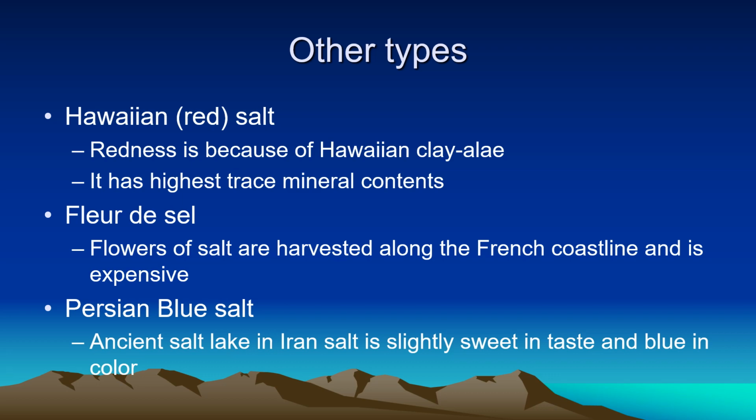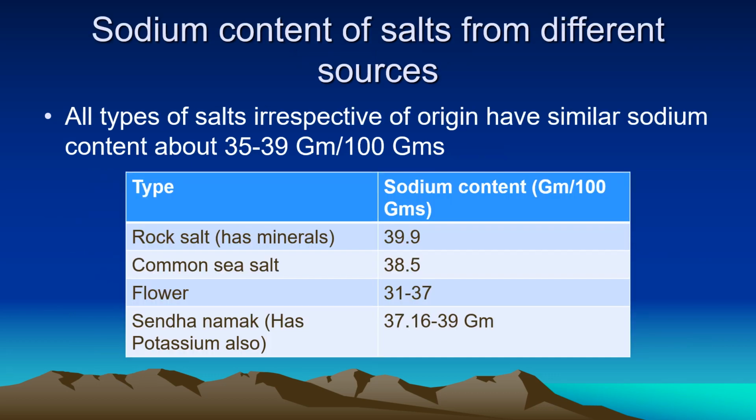Other types are Hawaiian or red salt, flower salt, and Persian blue salt, which are less often used and may be found in respective countries. Now, it is important to understand the sodium content of the salts from different sources. Whether it is sambar salt, flower salt, rock salt, or common salt, the average sodium content is similar, if not the same. And that must be appreciated as very important, because health outcomes are dependent on the amount of sodium which we take rather than the type of salt we take.